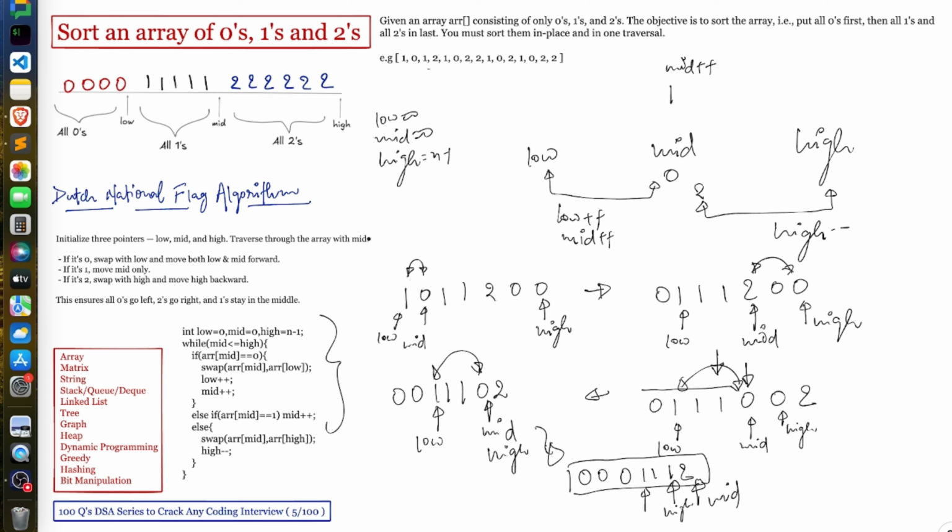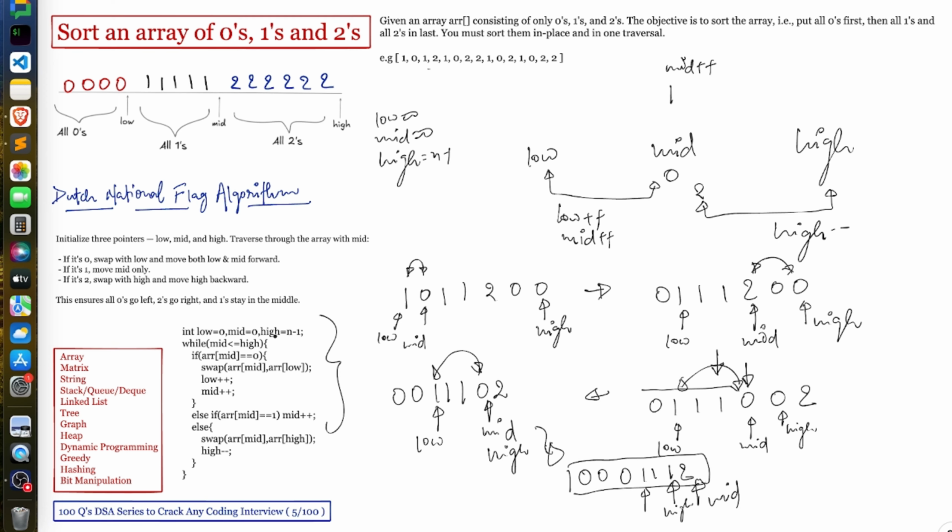So after following this algorithm in this example, in this test case, we have seen that the array becomes sorted. So yeah, I hope you understand the algorithm. The algorithm is pretty simple, and this is the code of this algorithm.